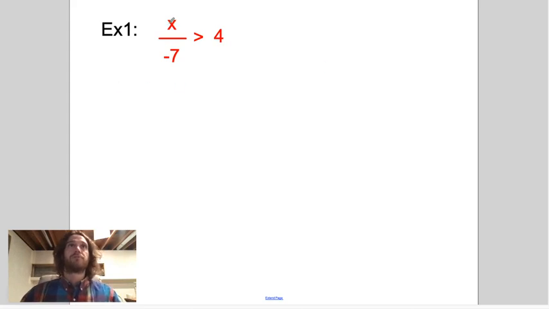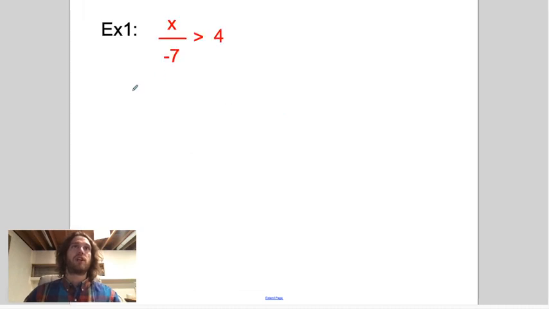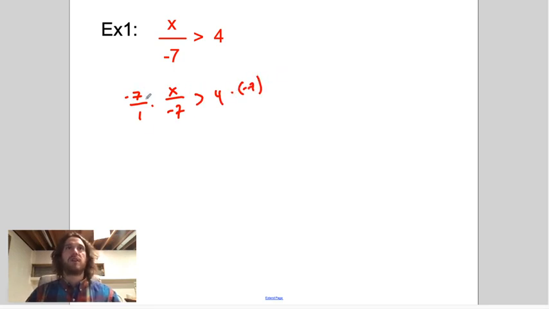Okay, so here we go. x divided by -7 is greater than 4. I'm looking for numbers that I can plug in for x that make this inequality true. So to solve, it's just like solving an equation. We just have to remember that one rule. If we multiply or divide each side by a negative number, that means we have to change the direction of our inequality. And that's what I'm about to do. I'm dividing by -7, so to undo that, I'm going to multiply by -7. When I multiply the left and right side by -7, these cancel. Now I already broke my rule, I need to make sure, since I multiplied by a negative, that I change the direction of the sign.